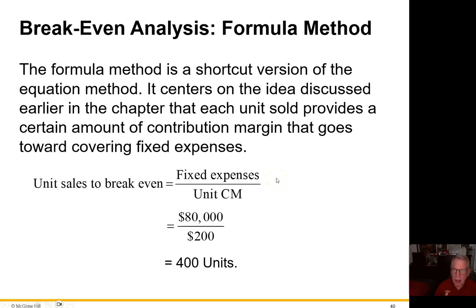It centers on the idea earlier that each unit that we sell provides a certain amount of contribution margin that goes towards covering fixed costs. So for each unit we sell, my contribution margin per unit is going to decrease the fixed costs. So here's my contribution margin per unit, and here's my $80,000 fixed cost, and that gives me my 400 units.